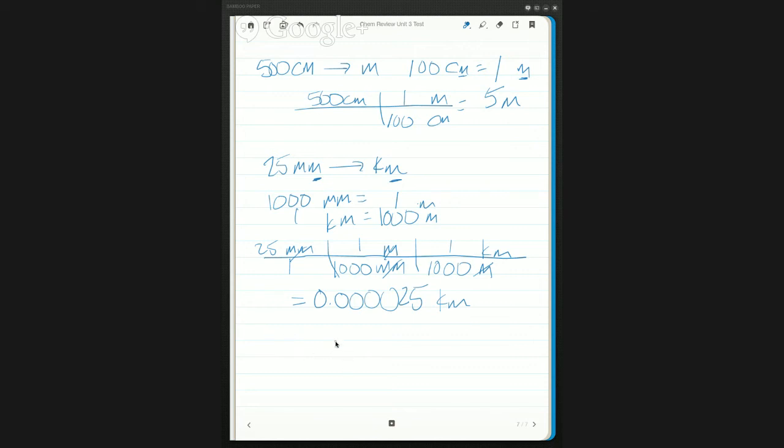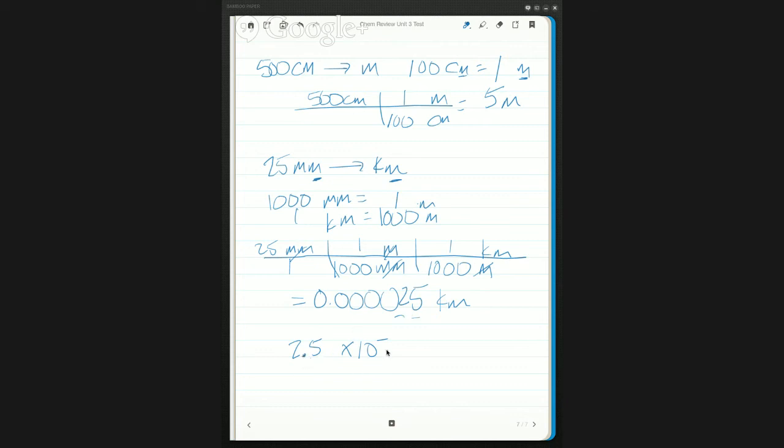To put it in scientific notation, it's less than 1, so it's going to be a times 10 to the negative something. How many sig figs does this have? 2. So we want our number to be 2.5, because the decimal point is going to go after the first sig fig. So 2.5.